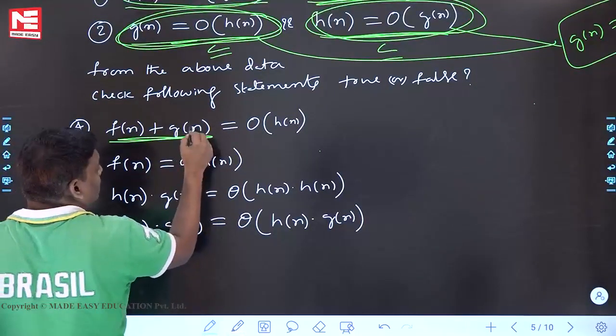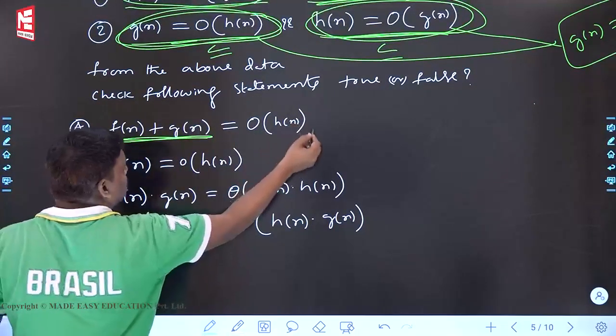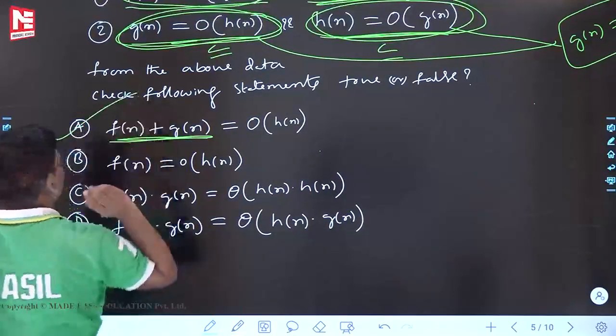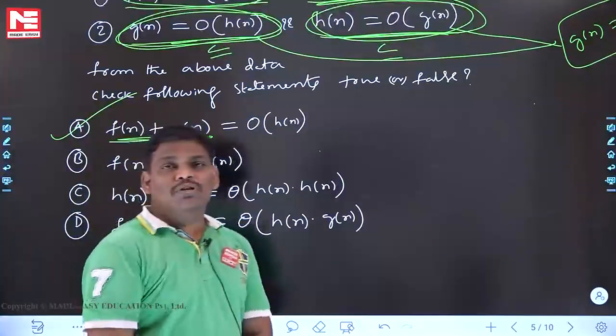Fn plus Gn is bigger. Gn is big O of Hn. I think Gn and Hn both are equal. That is the reason big O is possible. Can you help in option A? Is big O true or not?